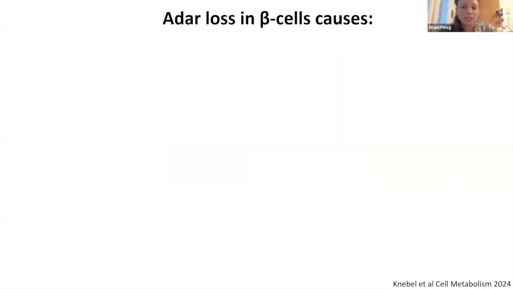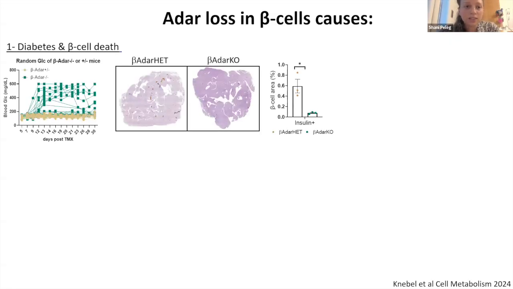So what happens when we delete ADAR in beta cells? This caused a dramatic phenotype. So first of all, ADAR knockout caused diabetes, which we can see here in the random glucose of knockout mice in green versus controls in yellow. And this was supported by a decrease in beta cell mass in diabetic mice that are beta ADAR knockout.